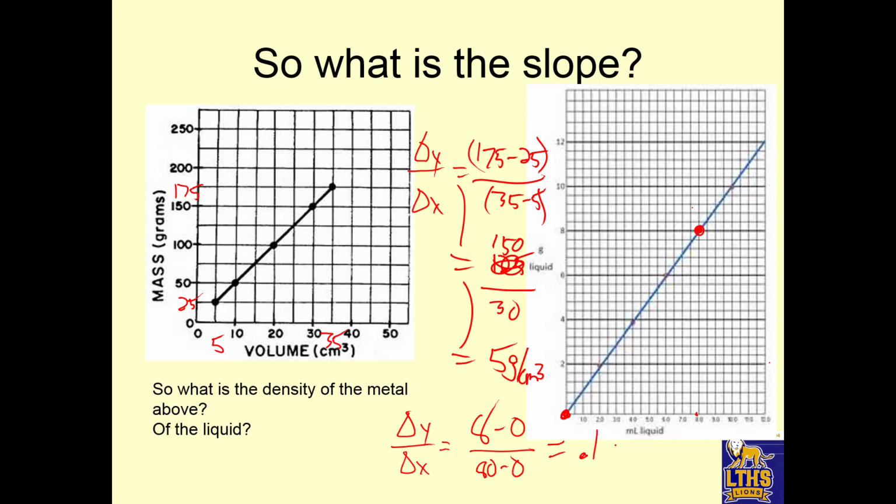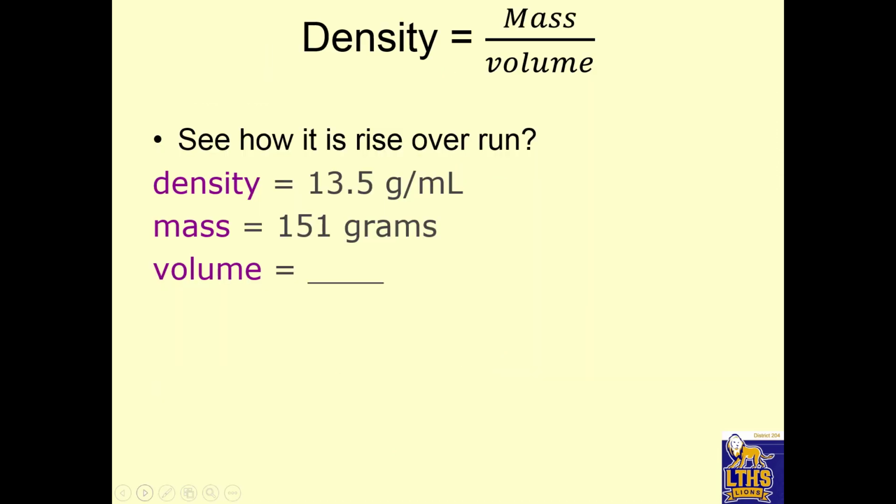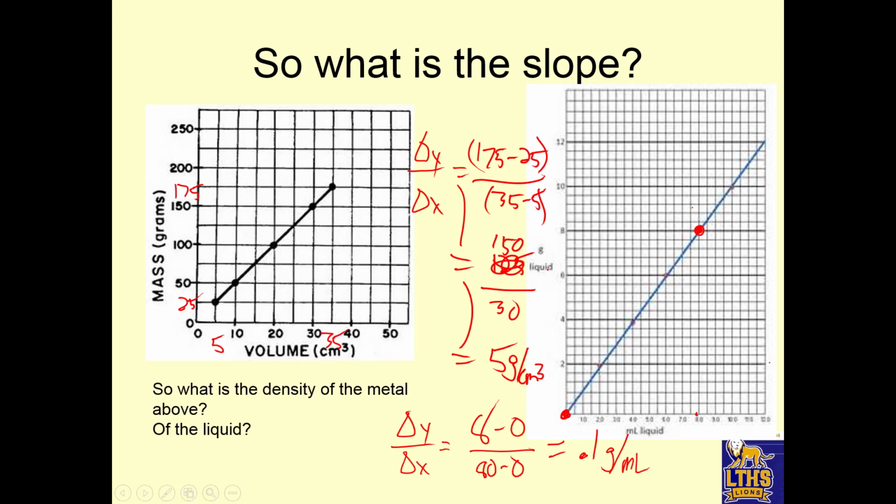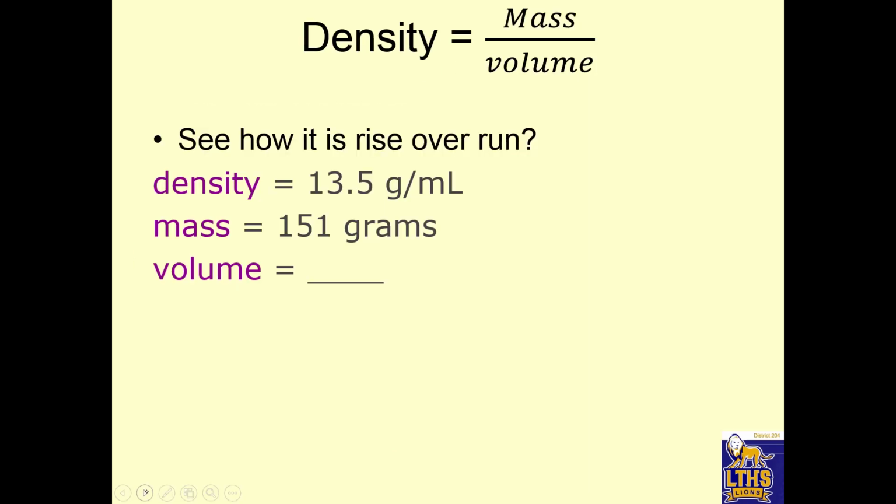So what's the slope, and what's the density? So that would be grams per milliliter. And this one would also be grams per, I guess I did centimeters cubed. So density has a formula of mass over volume. Do you see how it's rise over run? We had mass was the rise, volume was the run. That's what they teach in math class. So we need to do this with algebra too.